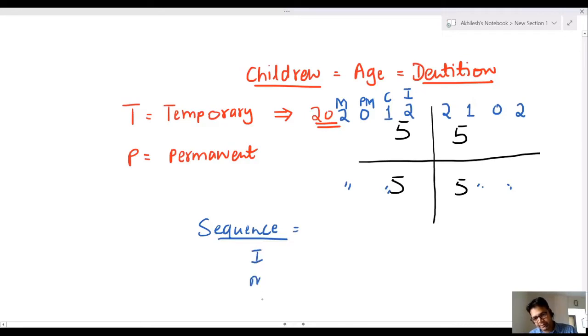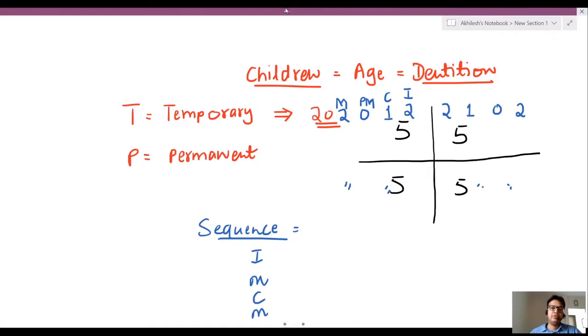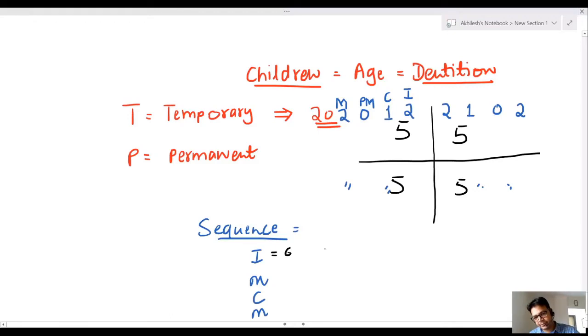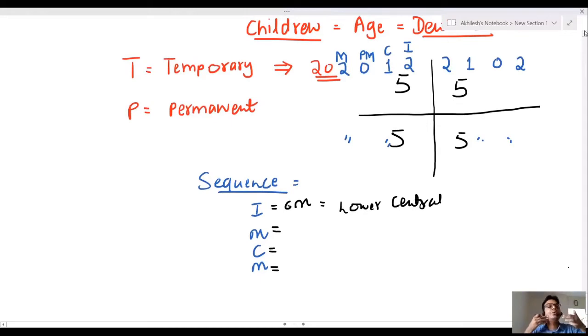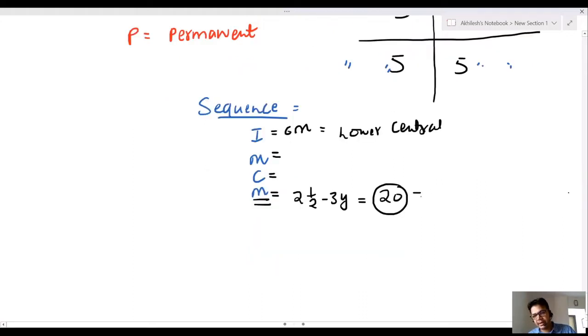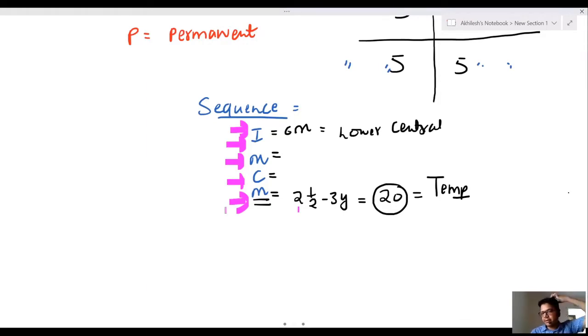A very simple trick is IMCM, my chief minister, IMCM. First come incisors, at the age of 6 months in a child, the lower central incisor, then comes molar, then comes canine, then comes second molar. Second molar is the last tooth, comes at 2.5 years to 3 years. From 2.5 to 3 years, you will get all 20 temporary teeth. Between two molars, canine comes. A very simple trick to remember is IMCM.